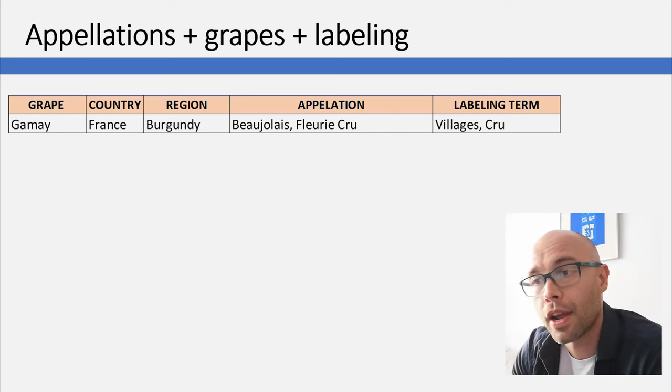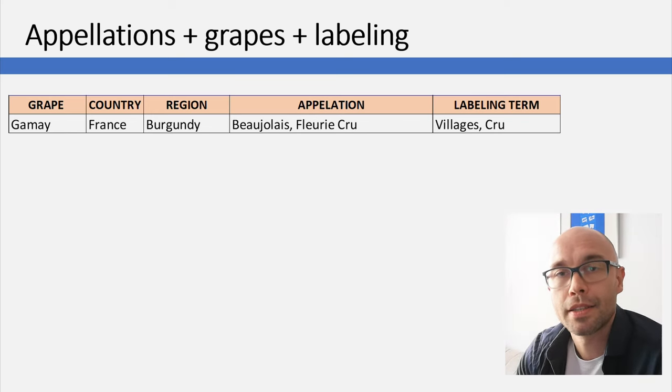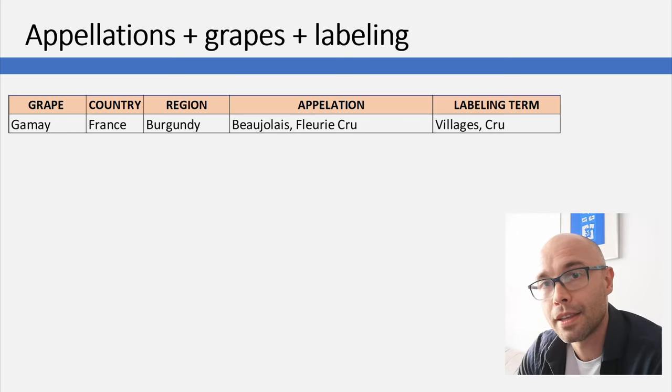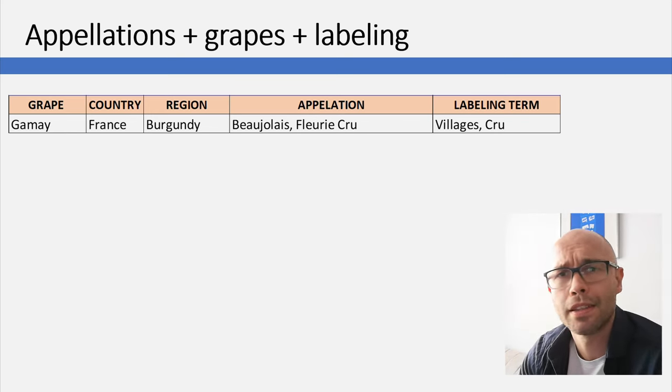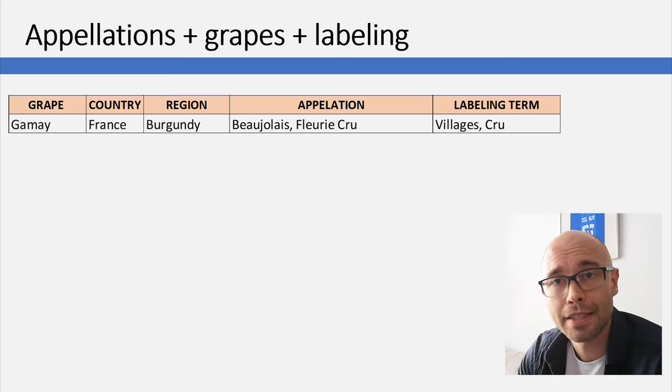Gamay is a grape variety that is connected with the region of Burgundy, the region of Beaujolais. So Beaujolais is technically part of Burgundy, the most southern part of Burgundy, but in reality it's totally different from the rest of Burgundy because it grows Gamay, which is not a grape that grows in the north, and also it has different soil.